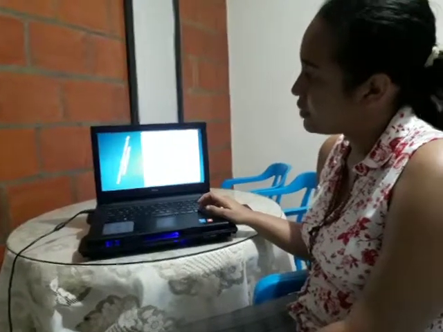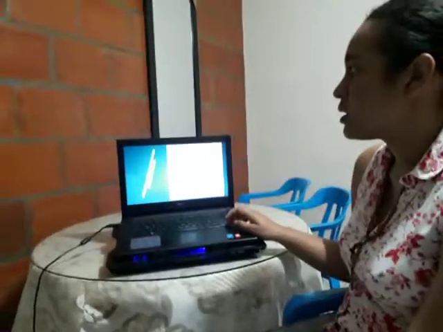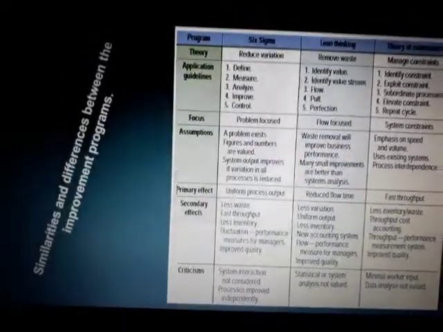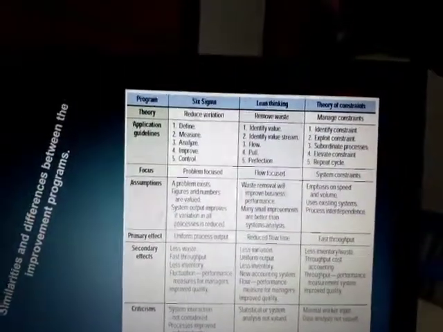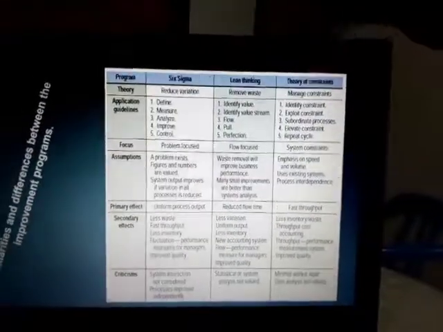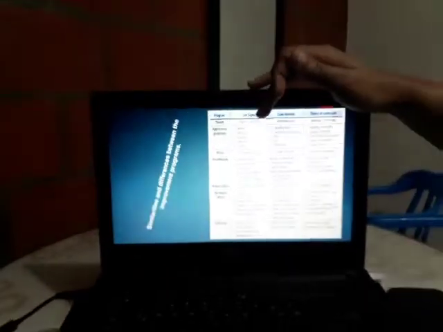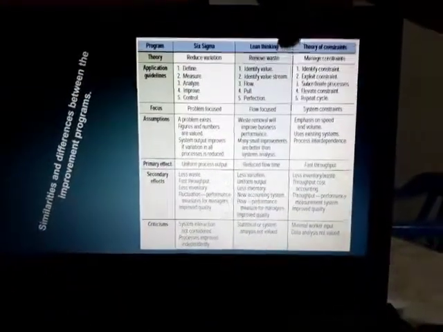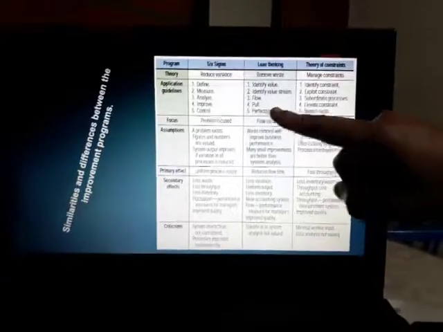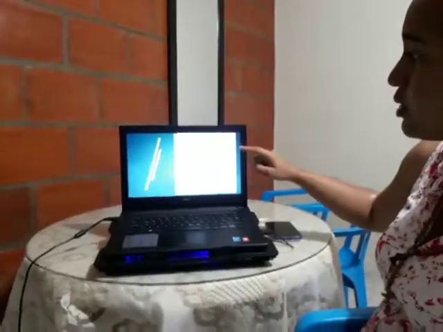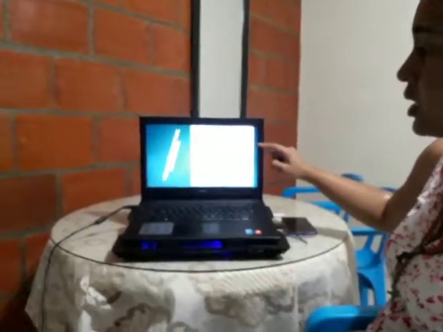Similarities and differences between the improvement programs. Programs: Six Sigma, Lean thinking, Theory of constraints. Theory: reduce variation, remove waste, manage constraints. Application guidelines. Six Sigma: define, measure, analyze, improve, control. Lean thinking: identify value, value stream, flow, pull, perfection. Theory of constraints: identify constraint, exploit constraint, subordinate processes, elevate constraint, repeat cycle.